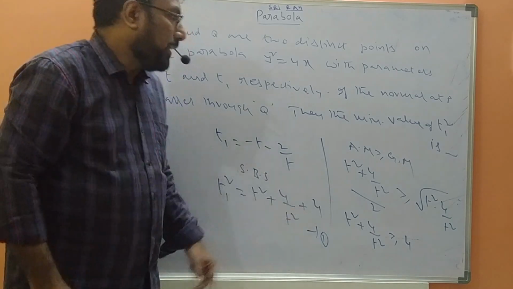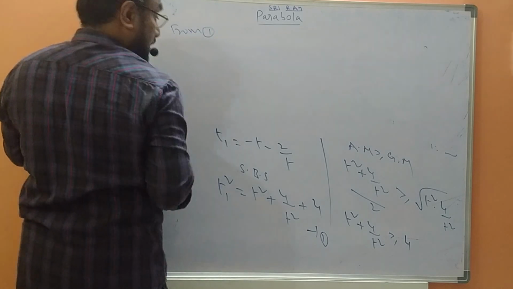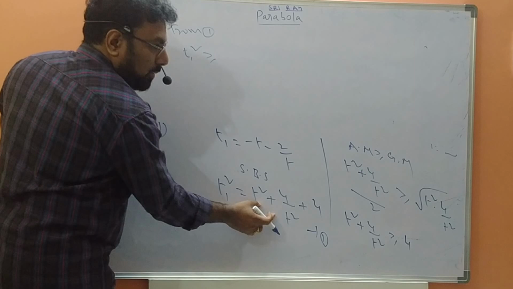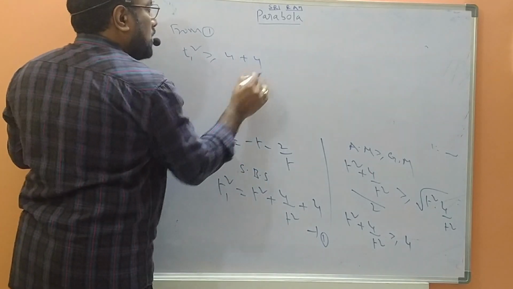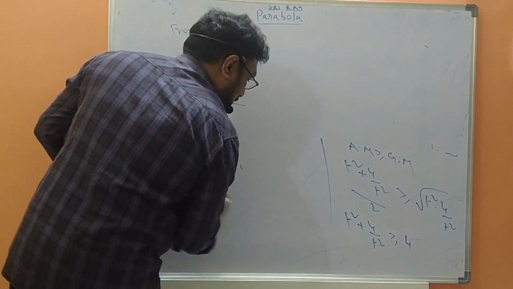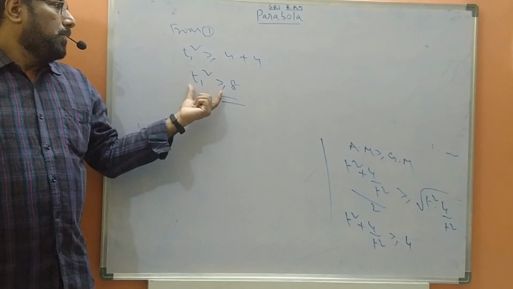So from 1 what do you say? First of all, note it down. From 1, T1 square is more than or equal to, this part is the minimum value 4, 4 plus 4. It is the answer. T1 square, minimum value is 8.